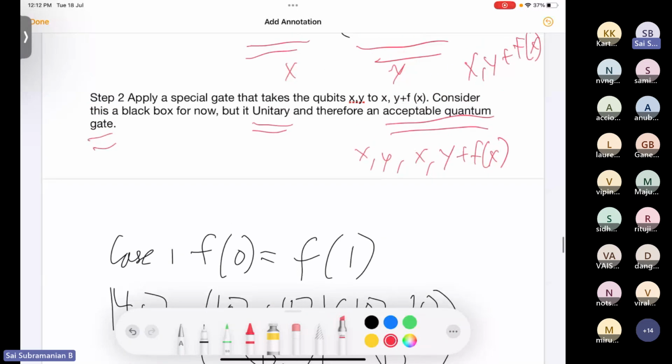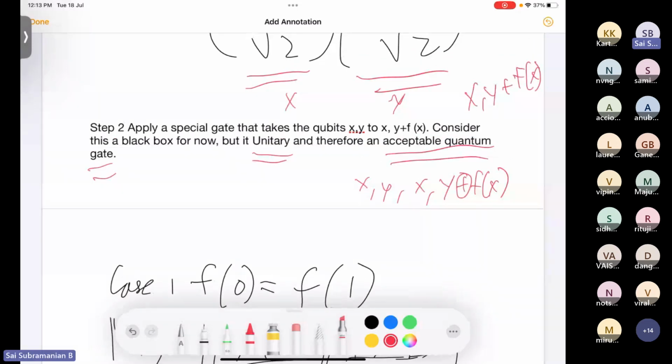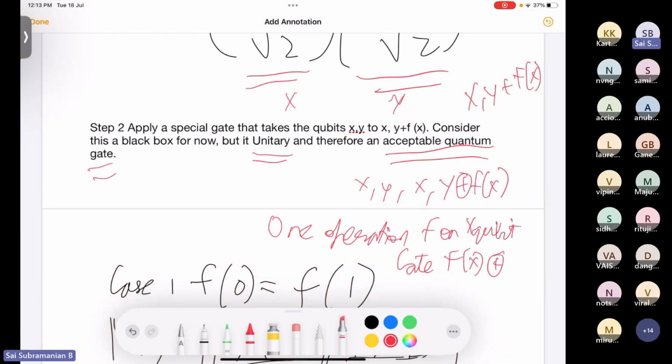Again, when I say y plus f of x, if y is 1 and f of x is 1, it becomes 0. So this is an exclusive OR operation. This is the only time we are operating f. So only once are we going to operate it on the xy qubit set, and we're going to operate it on x and add, exclusively OR, that to y. So we are using our one operation of f on the x qubit, and we have a gate that adds this f of x exclusively OR to y.